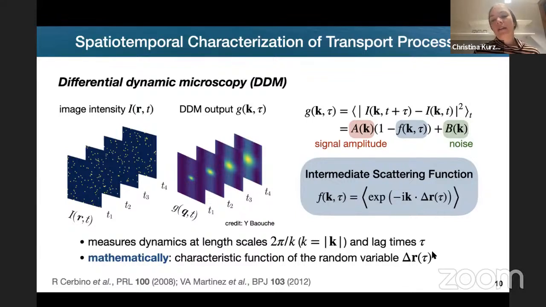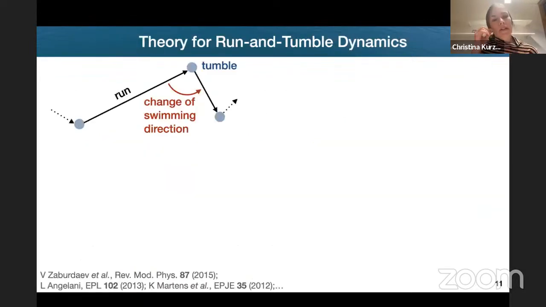Okay, so what we're going to do next is I'll show you a way to compute this function theoretically, and how we can then compare that to experimental results. So in terms of theory, let me start with a really simple run and tumble model. In this model, we assume that during a run phase, the cells move straight and randomly change their swimming direction at tumbling events. And this happens at exponentially distributed times.